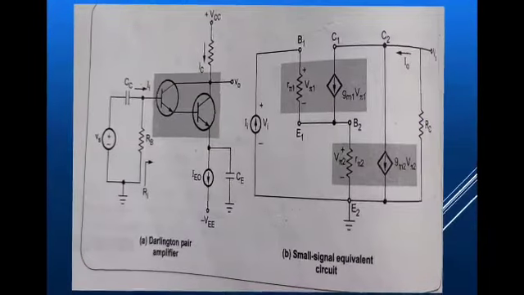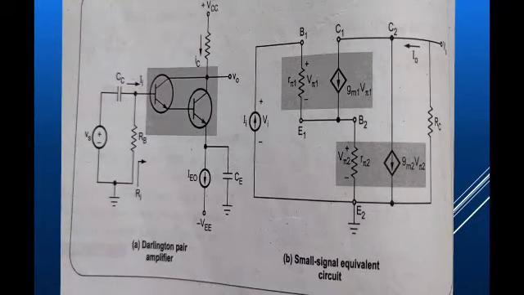This is the Darlington connection. In this connection we have two common collector transistors, that is, emitter follower transistors. You give the input through the base of one transistor, and the emitter of the first transistor is connected to the base of the second transistor. The collectors of both transistors are connected together, and the emitter of the second transistor is connected to the source.